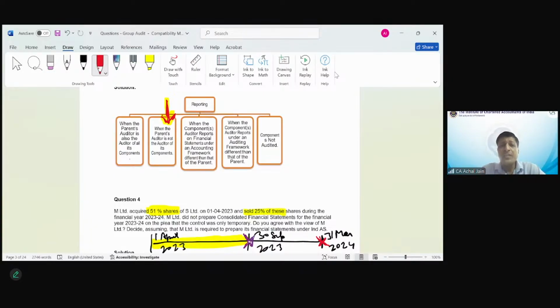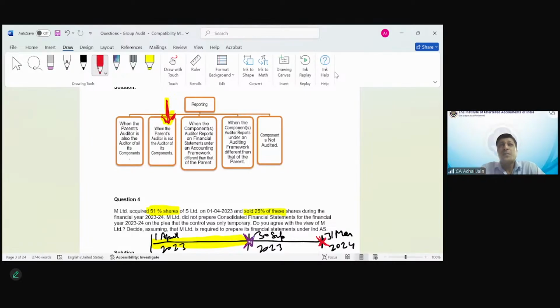Third, when the component auditor reports on the financial statements under an accounting framework that is different from the parent's. So that is where the adjustments are required to be done. Okay, and who will audit those adjustments? The parent auditor. When the component auditor reports under an auditing framework different from that of the parent, here again, the adjustments will have to be audited by the parent auditor.